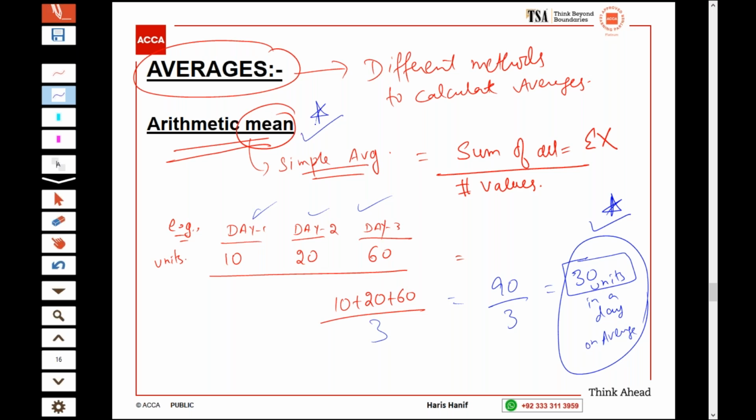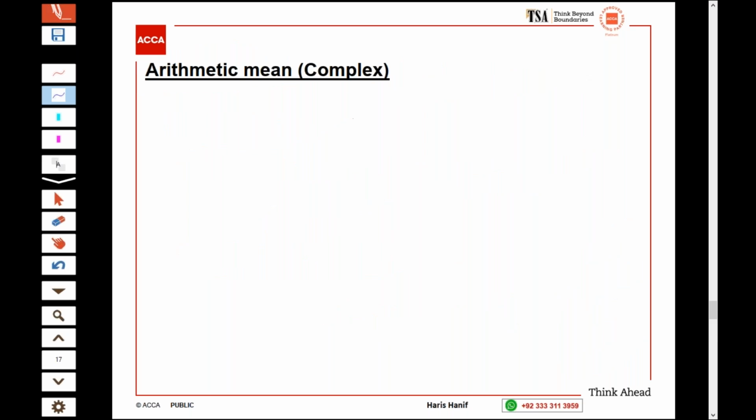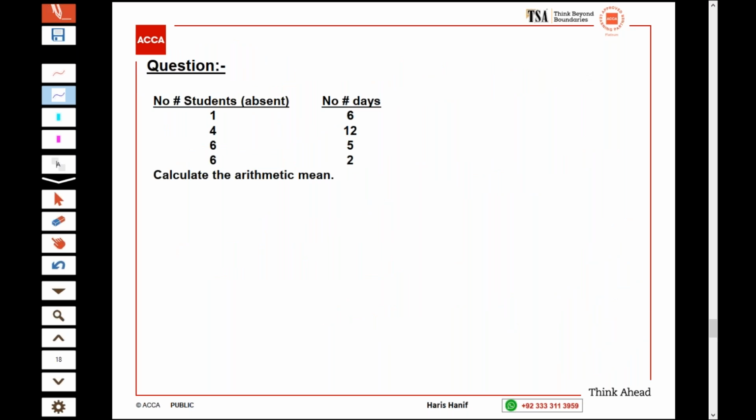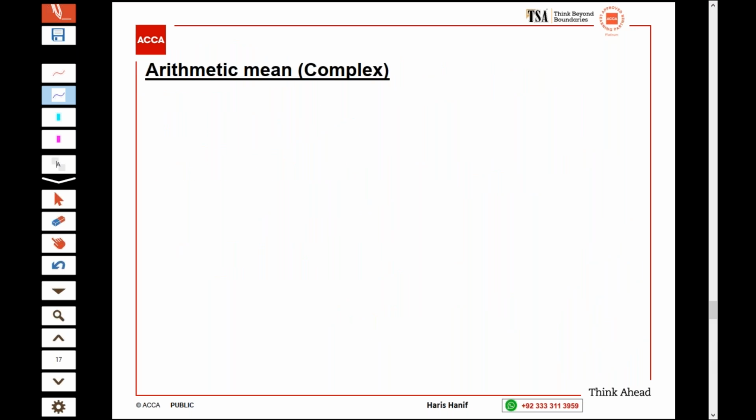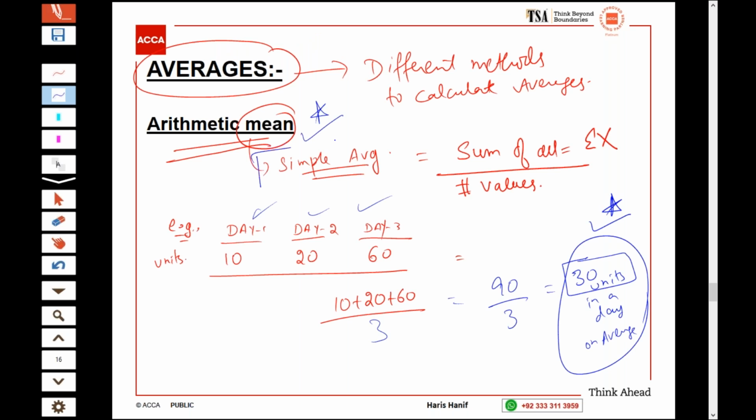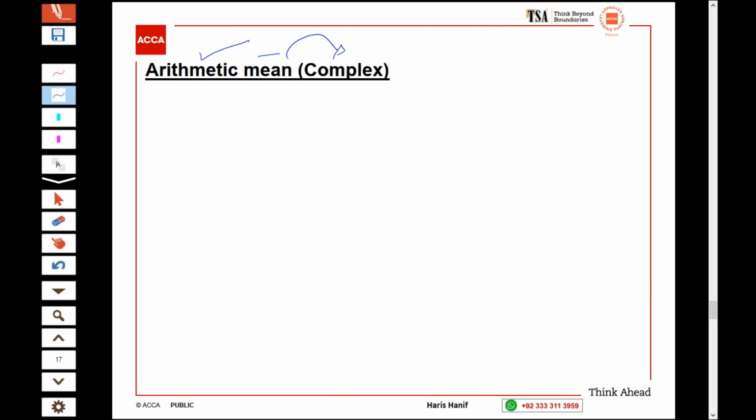Okay, let's now move on to this heading. What is this heading? This is the complex mean, arithmetic mean. See what is written? It is written complex. Now, what do you mean by the term arithmetic? That was a simple mean, a simple average. Now, what is this arithmetic mean? Complex. Because it is complex, my tone is slow.